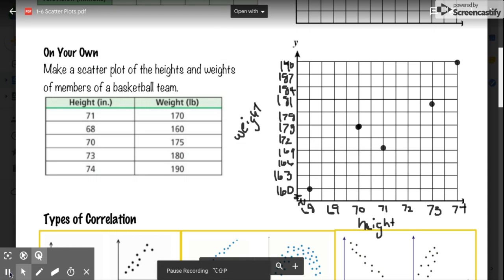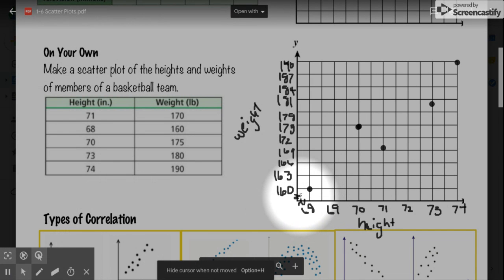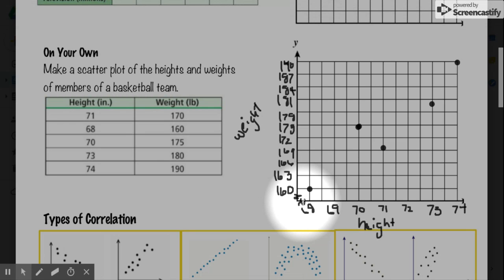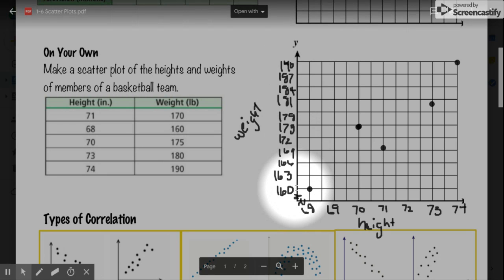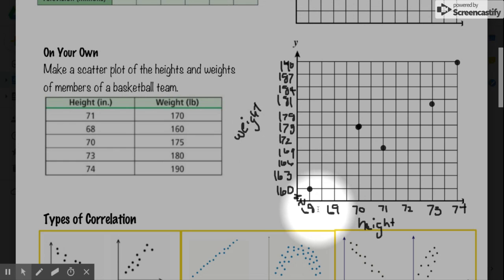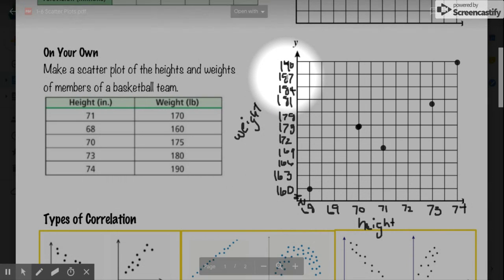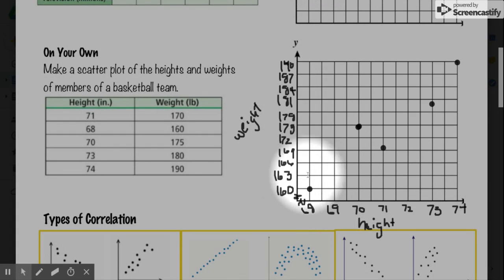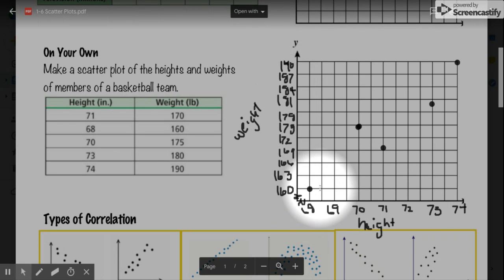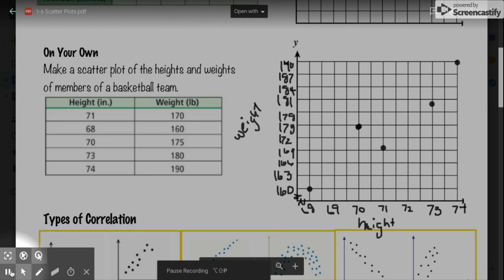Okay, this is the answer I got. Your scale doesn't have to be exactly like mine. I used a break on both the X and Y axis to show just the numbers I wanted to focus on. Make sure your labels are there. I went up by 0.5 on the x-axis, but only labeled every other one, and then went up by 3 on the y-axis, and that spread it out pretty nice. And make sure you've got these points in the right spot, and that is all for the on your own problem.